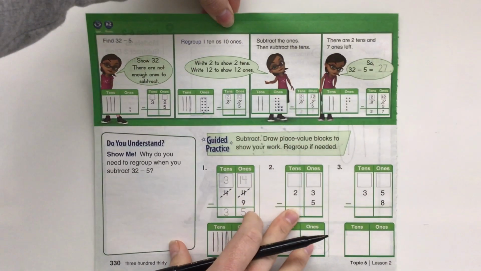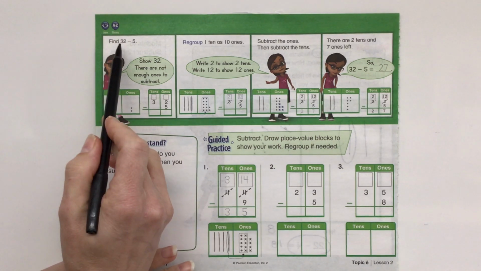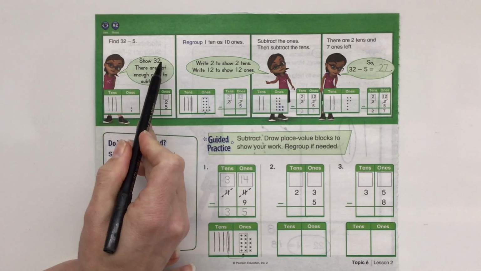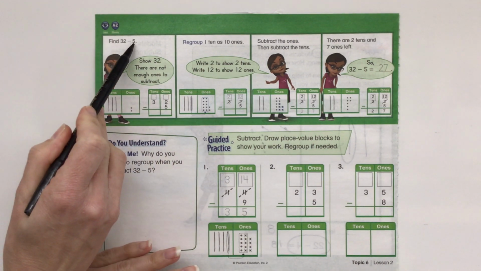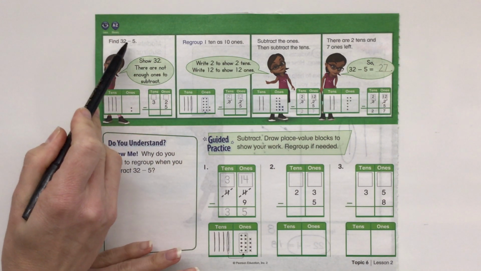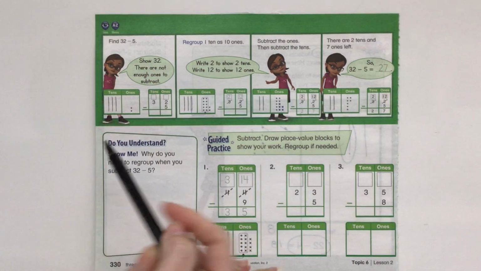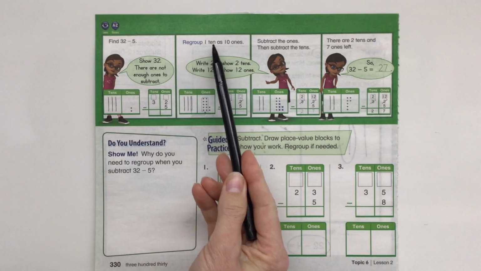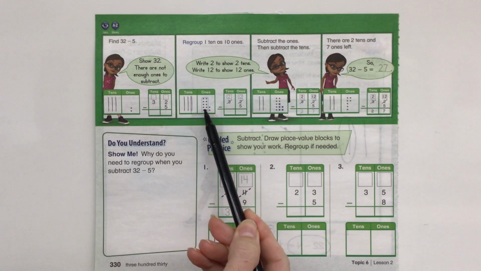All right, let's head to the back page here and take a look at our comic. All right, find 32 minus 5. Show 32. There are not enough ones to subtract, right? We have 3 tens and 2 ones. We cannot take 2 ones and subtract 5 from that. So we are going to have to regroup. So we're going to regroup 1 10 as 10 ones. So we take one group of 10, make it into 10 ones.